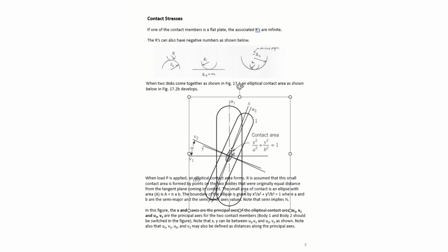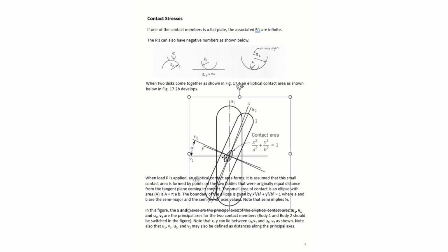Now, when these two members are pressed together, there's a contact ellipse that develops, and we will have an elliptical contact region between these two members. And this elliptical contact region has dimensions or a coordinate system of x and y. And this x and y coordinate system does not necessarily correspond to U1 or U2.